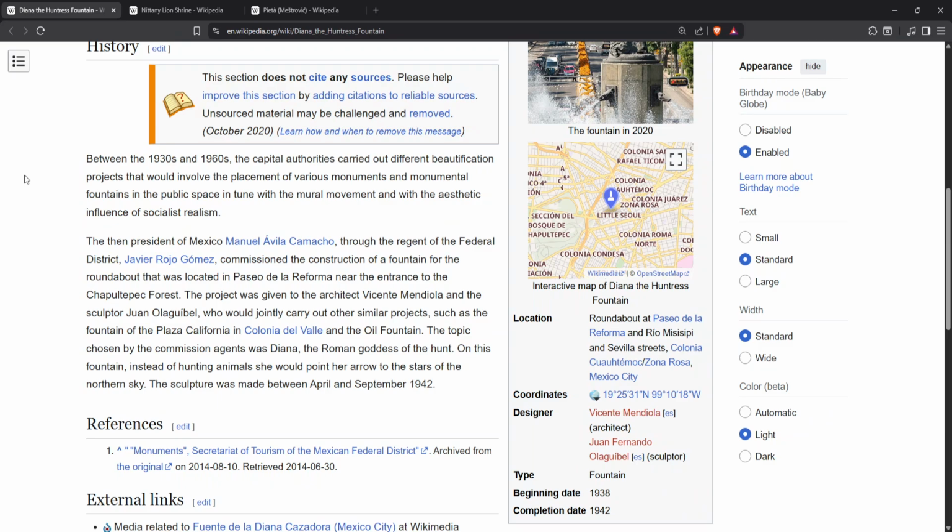History. Between the 1930s and 1960s, the capital authorities carried out different beautification projects that would involve the placement of various monuments and monumental fountains in the public space, in tune with the mural movement, with aesthetic influence of socialist realism.